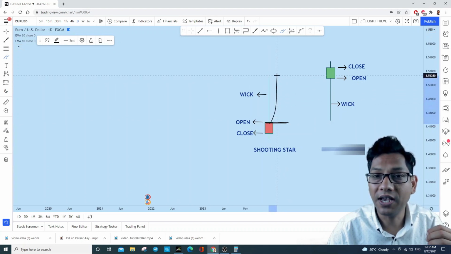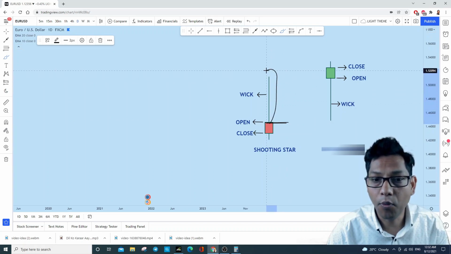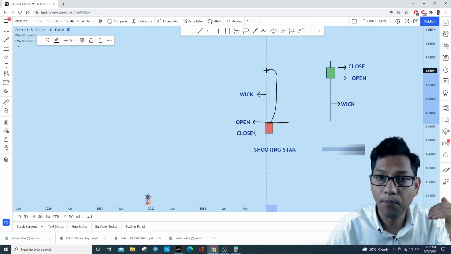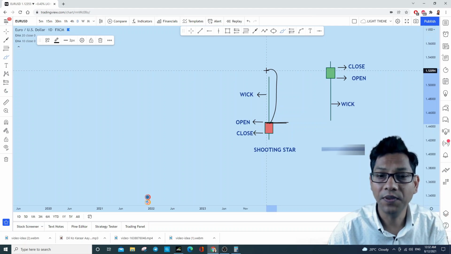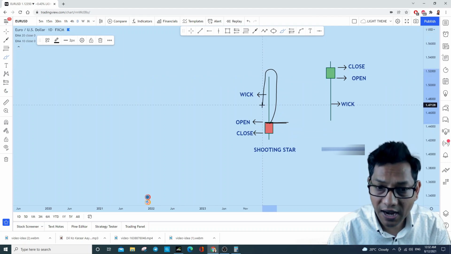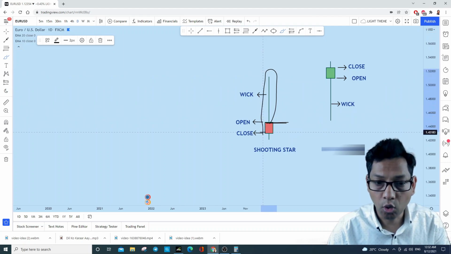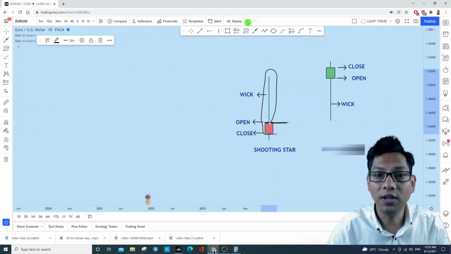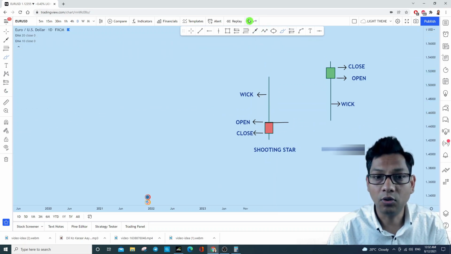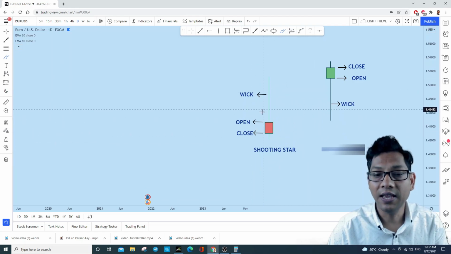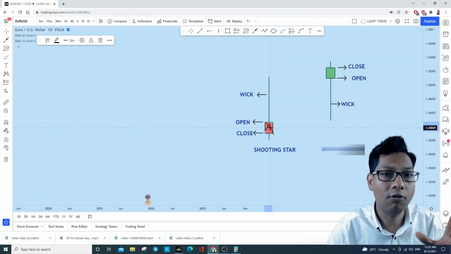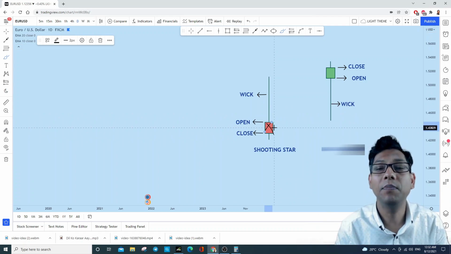The buyers pushed the price high. At some point in the day, or if it is a 4 hour, then at some point during the trading session, the sellers came back, they again pushed the price back and closed even below this opening price. When the candle is closed, it closed something like this. Now this red doesn't matter, it could be green or red, just the shape like this.